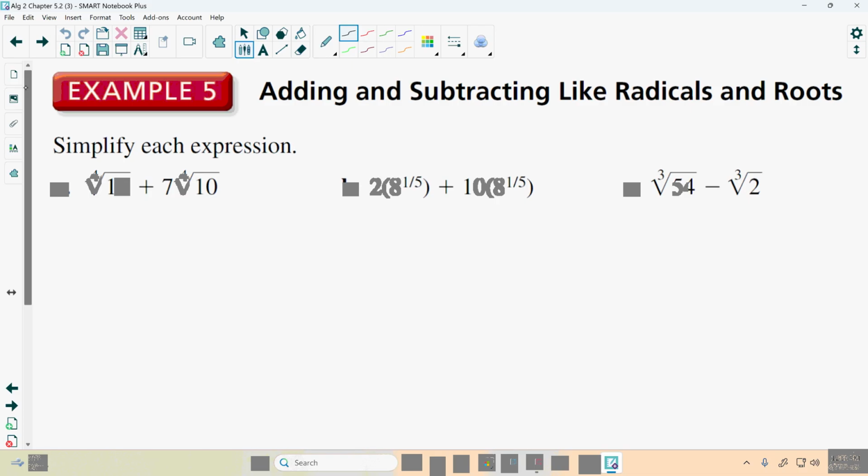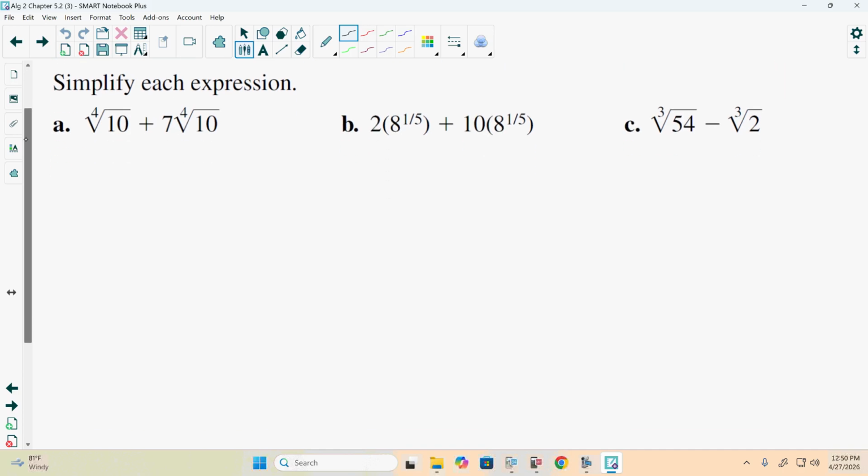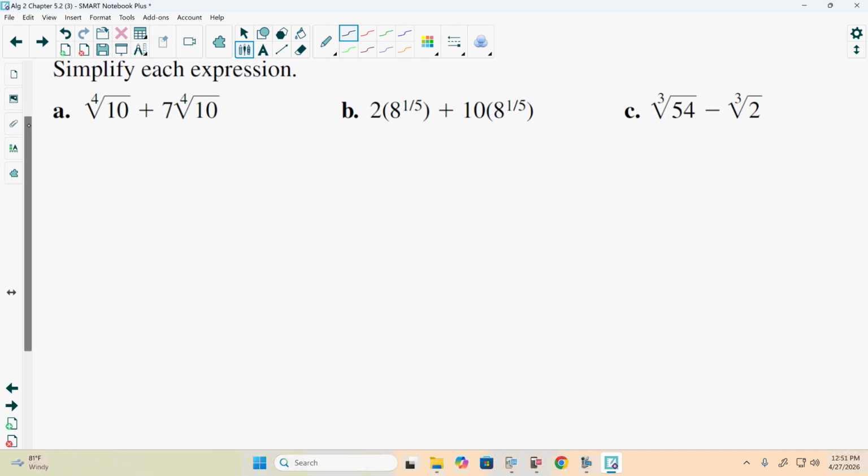For us to be able to add or subtract like radicals or roots, the terms have to be the same. So when we look at A, the fourth root of 10 plus 7 times the fourth root of 10, we want to be able to add or subtract. Now, one thing we have to do is make sure that our radicals are simplified as much as possible. And the fourth root of 10 is as simplified as it gets, because if we look at the prime factorization of it, well, 10 is just 2 times 5. So we can't simplify there. So we need to see how we can add these two together.